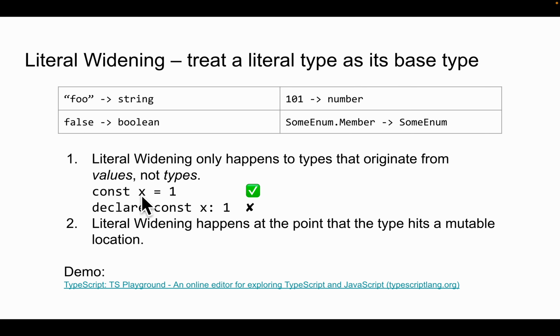However, if you have const x = 1, well, your type there is actually coming from your initializer, and it's inferred from the value. So you have the value 1, which has the type 1, and then const x also has the type 1, and that type could widen. However, it doesn't in this case, because literal widening only happens at the point where a type hits a mutable location.